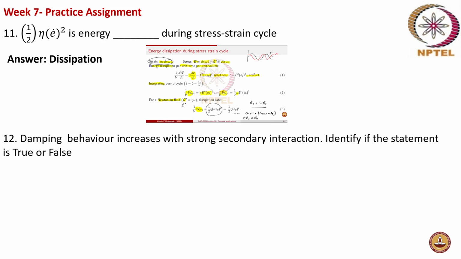Next, damping behavior increases with strong secondary interaction. Identify if the statement is true or false. Does damping behavior increase with secondary interaction? In damping behavior, the material should dissipate energy. Damping behavior is basically a measure of how much energy you are able to dissipate over how much energy you are able to store. So if the secondary interactions are higher, will the material be able to dissipate energy, or will it not be able to?